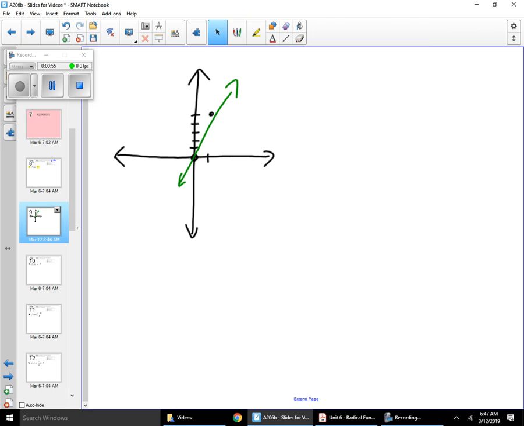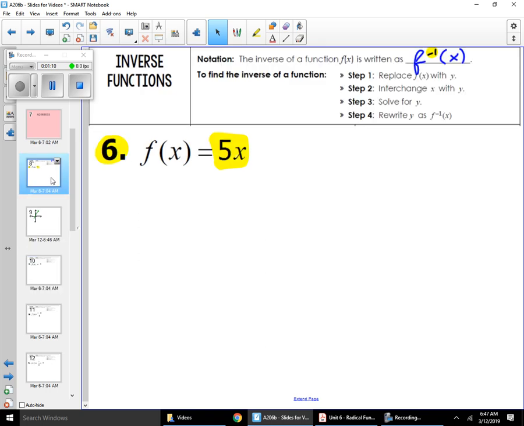Missed the dot. We know that that is going to have an inverse because it passes the horizontal line test, and more importantly, that inverse is a function. So what we have here is just a nice straight line. It is 1-to-1, so it's going to have an inverse.